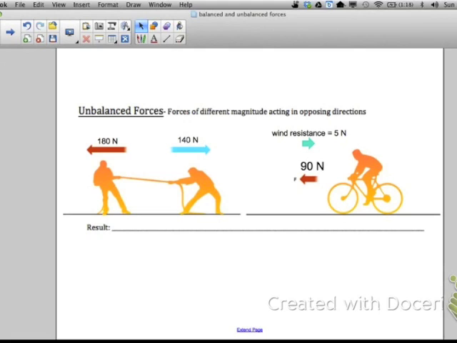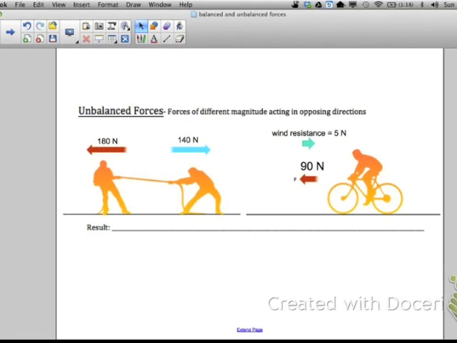So let's take a look at the examples at the bottom of your notes page. We have two examples of unbalanced forces here. We need to first identify whether or not they're balanced, and then identify what the magnitude of the net force is and in what direction it will be traveling. So we have two people here. We're going to work on this example on the left first.